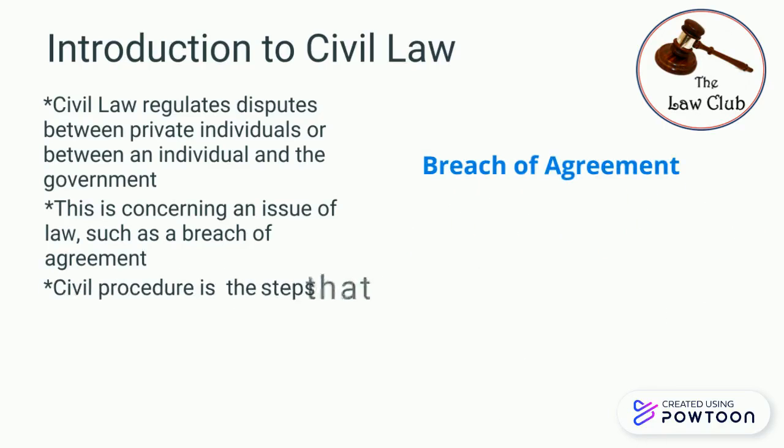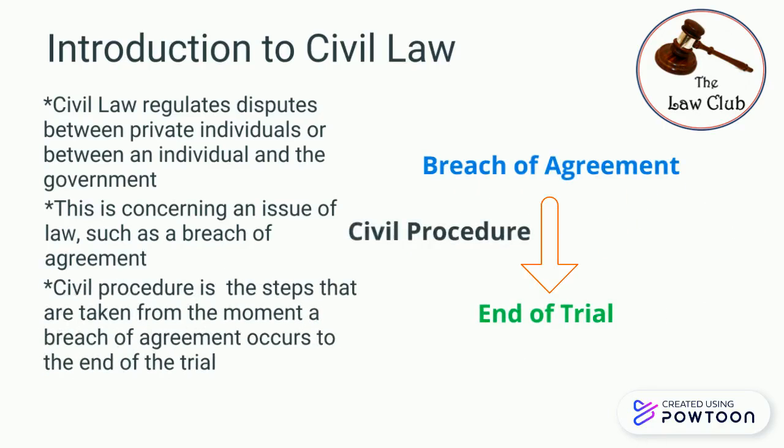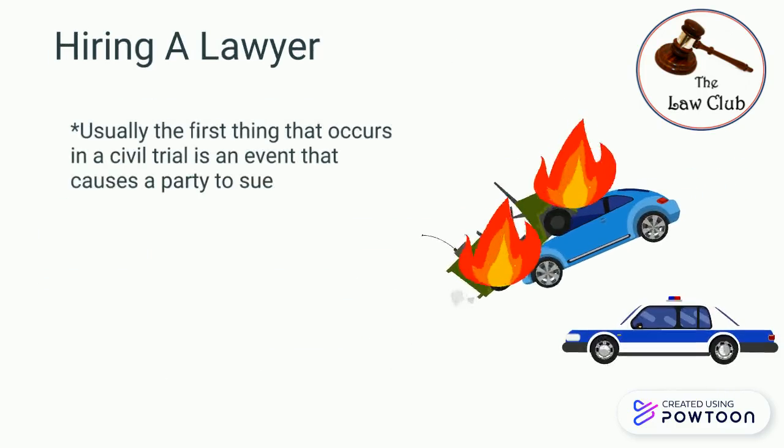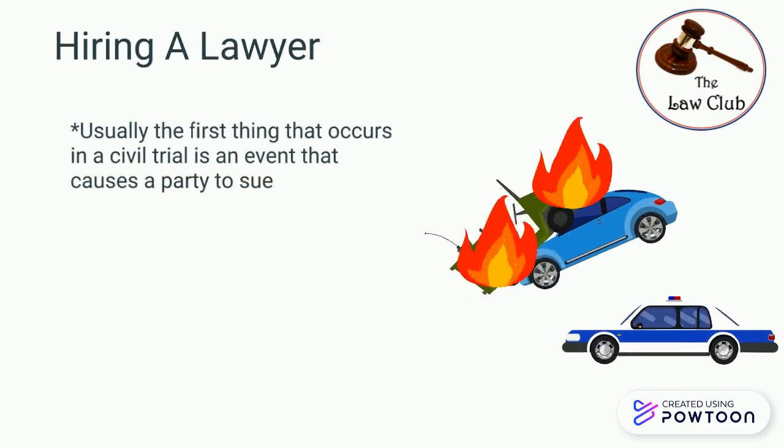Civil procedure is the steps that are taken from the moment a breach of agreement occurs to the end of the trial. The first thing that occurs in a civil trial is an event that causes a party to sue. This could be any event for which the plaintiff feels wronged, such as a car crash.